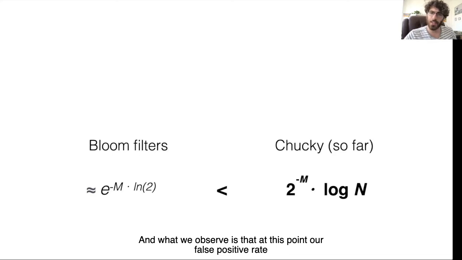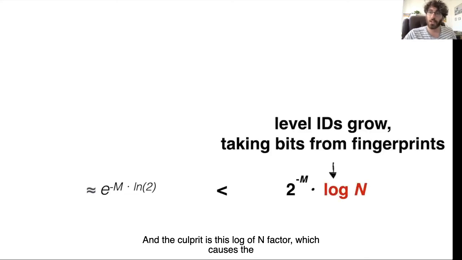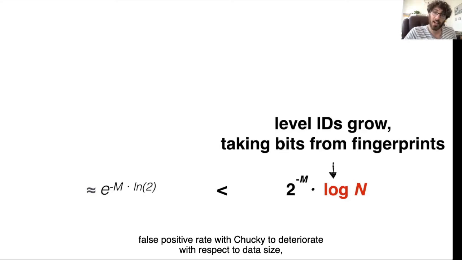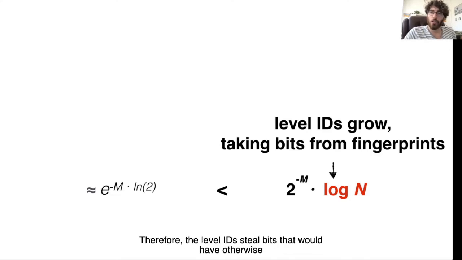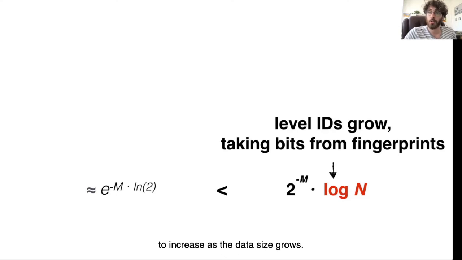And what we observe is that at this point, our false positive rate for Chucky is still higher than that of Bloom filters. And the culprit is this log of n factor, which causes the false positive rate with Chucky to deteriorate with respect to data size, unlike the false positive rate of Bloom filters. The culprit here is the integer encoding for the level IDs. Specifically, as the data size grows and there are more levels in the tree, the level IDs need to grow too to be able to represent more levels uniquely. Therefore, the level ID is stealing bits that would have otherwise been used for the fingerprints. And this causes the fingerprints to shrink as the data size grows, and thus the false positive rate to increase as the data size grows.